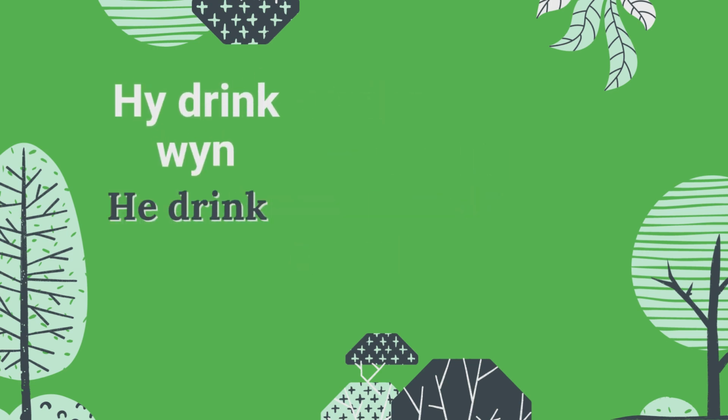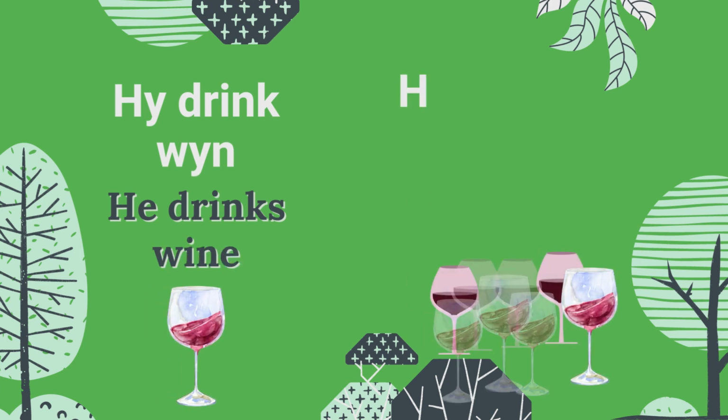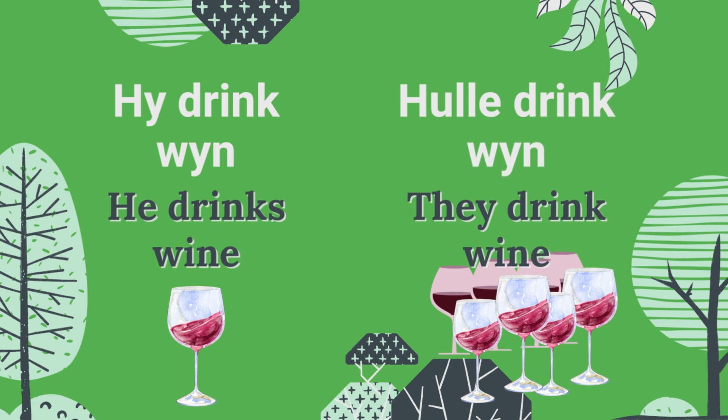As you can see, in a sentence, hy drink wyn, he drinks wine, or a sentence like hulle drink wyn, they drink wine. It doesn't matter who's drinking the wine or how many people are drinking the wine. Drink simply remains drink. I think this is fantastic. We can focus less on grammar and more on drinking the wine. I think we've got our priorities straight.